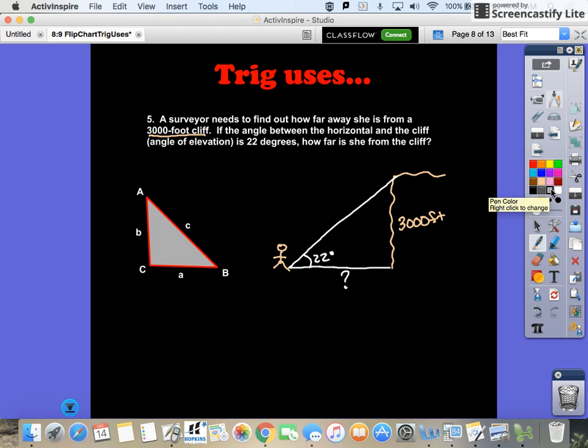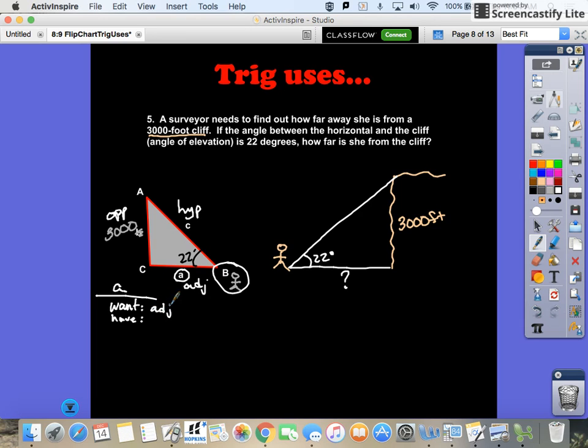So if we labeled this triangle, I'm going to have to kind of flip it, like mirror this. But this would be like 3,000 because this would be the person. So our angle here would be 22 degrees. And then what they want to know is this base. So they want to know A. So since we're missing two sides, that means we need to use regular trig. So what we want and what we have. So we want, well, based on her, this is our op, height, and adjacent. We want our adjacent, and what we have is our op. So op and adjacent is tangent.